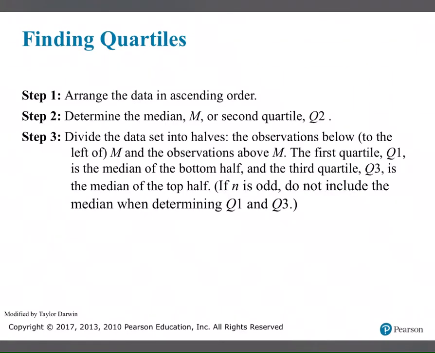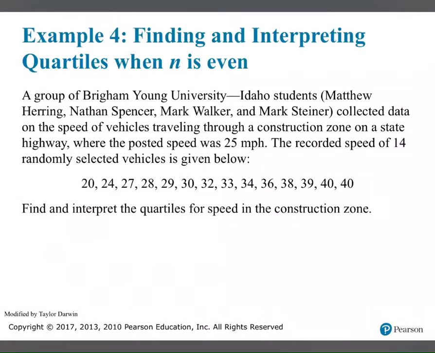So here's how we find quartiles. We need to arrange the data in ascending order. It's very similar to finding the median. Then once you find the median, you can find Q1 and Q3 by basically finding the median of the lower half and the median of the upper half. And you can do a couple of different things if it is an odd data set or an even data set. So we'll see what that looks like.